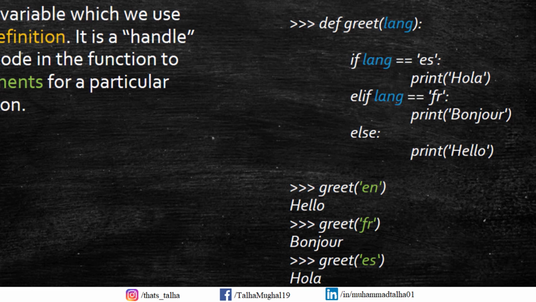Now whenever we call that function and assign a value to it, for example, in this line, I have called that function by using its name, and in the parentheses I have provided a value that is en. This en is known as an argument. Now this argument will be stored in the lang parameter, and then that parameter will be used inside the body of the function. That's how arguments and parameters collaborate with each other in order to execute our functions in Python programming.